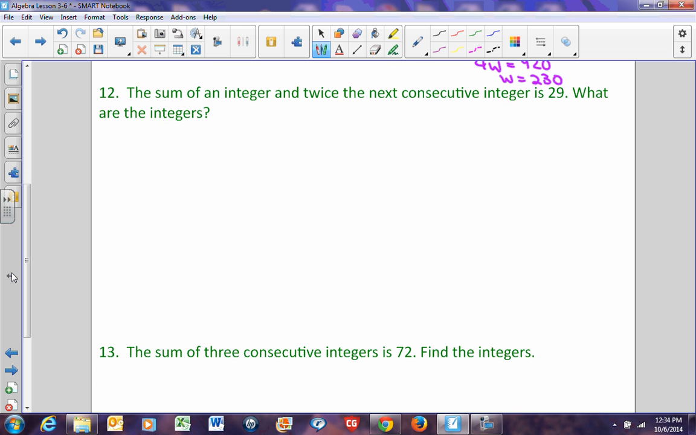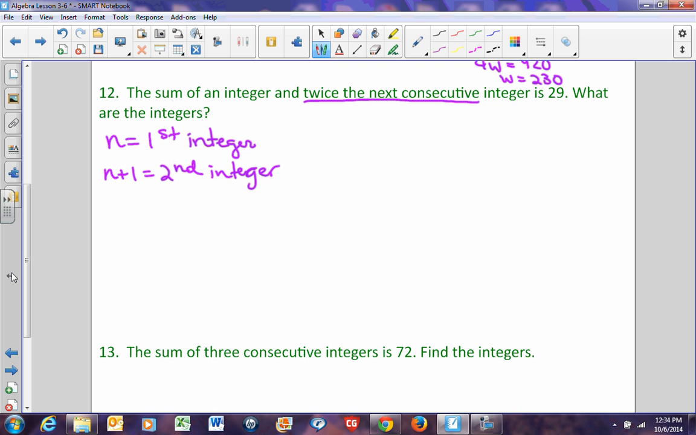So a couple more problems here, and we'll be done with part 1. The sum of an integer and twice the next consecutive integer is 29. What are the integers? Okay, twice the next consecutive, not even or odd. So I'm just going to let n equal my first integer, and n plus 1 is my second integer. There we go, let's start, right?